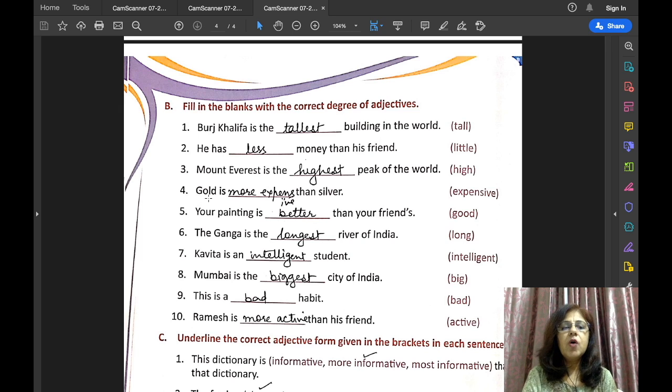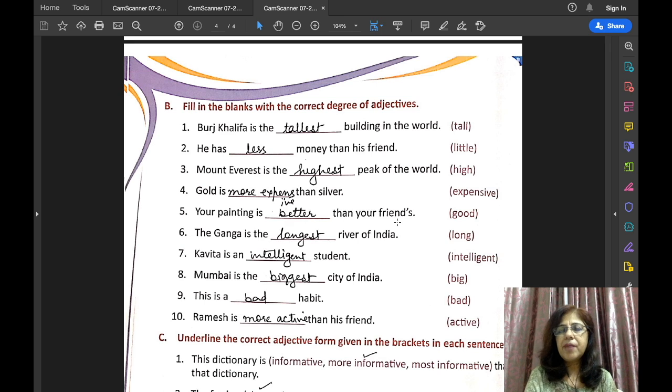Number 4. Gold is dash than silver. Again, the comparison is between two, gold and silver. So, when the comparison is between two, we use the comparative degree. So, what is the comparative degree of expensive? It is more expensive. E-X-P-E-N-S-I-V-E, more expensive.